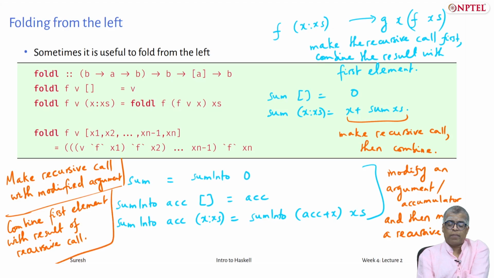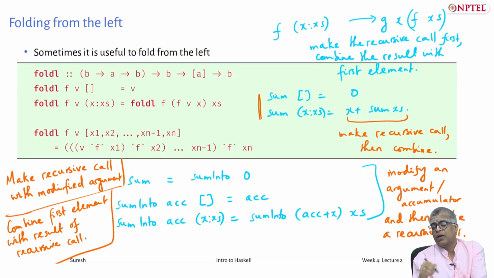Okay, so that combine first element with result of recursive call is the natural sum that you would normally write. Sum of empty list is 0, sum of x colon xs is x plus sum of xs, whereas make a recursive call with modified argument is this sum-into version of sum. Okay, so this is just to motivate to you the definition of fold L.